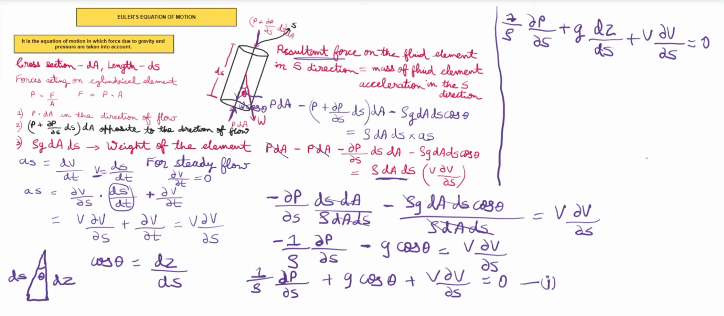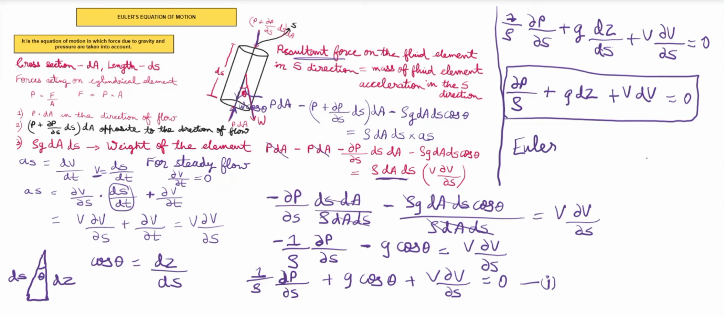In all the terms we are having del s, so we can just multiply it with del s and we'll be left with del p by rho plus g dz plus v dv equal to 0. And this equation is the Euler's equation of motion. Now let's just derive the Bernoulli's equation.